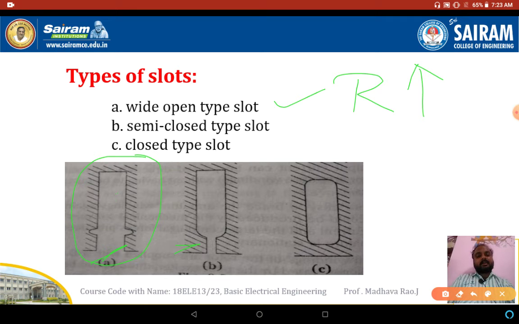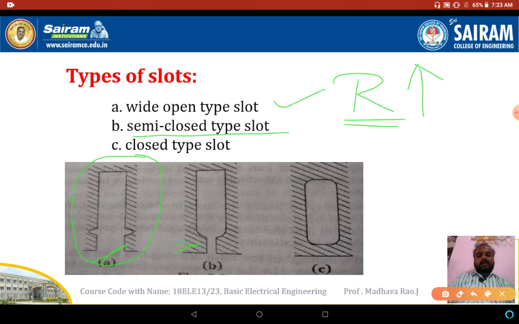What is meant by reluctance here? It opposes the creation of magnetic flux. So that's the drawback the slot is having. Next one, semi-open type or semi-closed type slots.